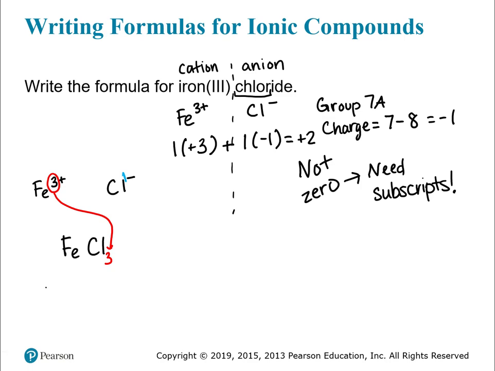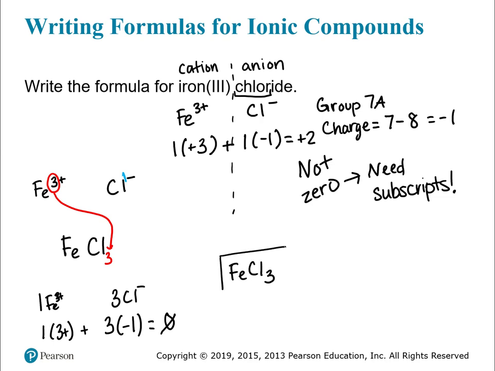Now let's do our check. We've still got one iron 3+, which would be 1 times a positive 3. And now we've got 3 chloride ions. So that's 3 times negative 1. And that gives us 0. So FeCl3 is our formula for iron 3 chloride.